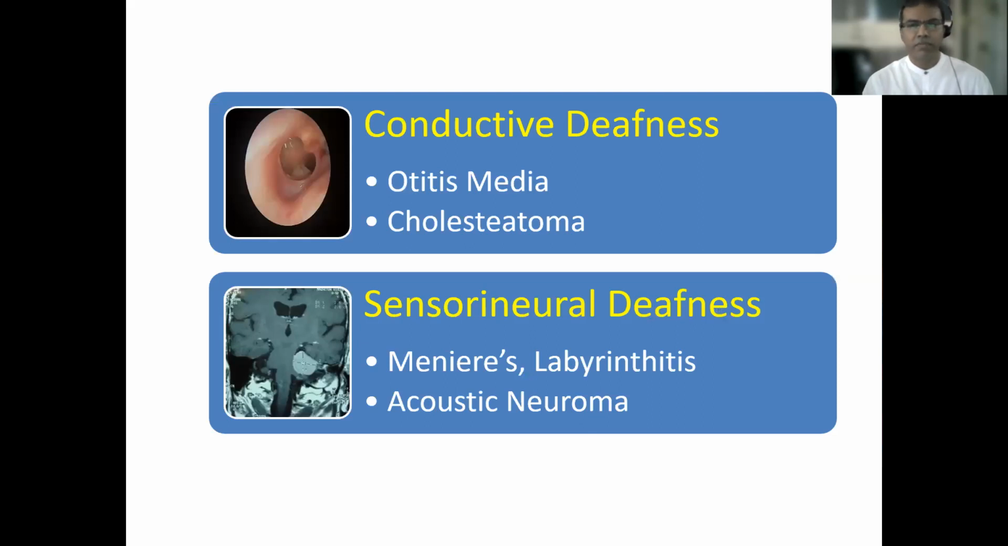If it's conductive deafness, it may suggest middle ear disease, things like we have mentioned before, otitis media or cholesteatoma. If there's evidence of sensorineural deafness, it may indicate inner ear pathology like Meniere's disease or labyrinthitis, or even a cerebellopontine angle tumor like an acoustic neuroma.